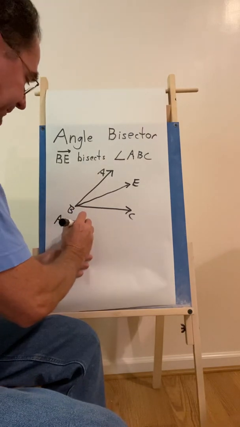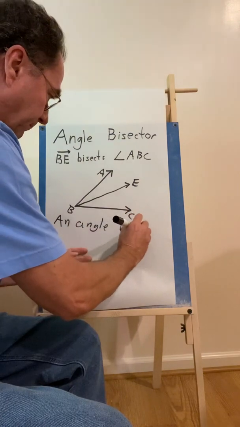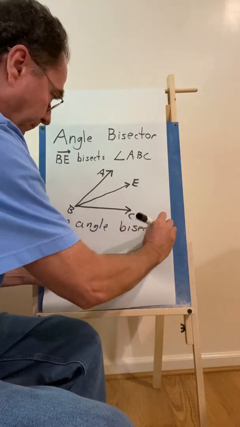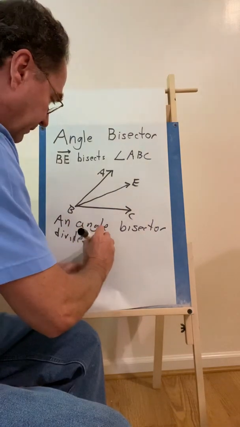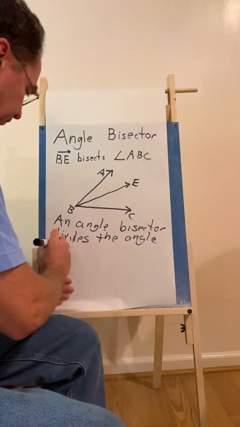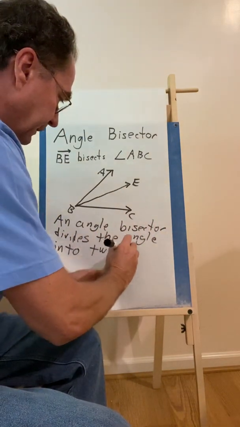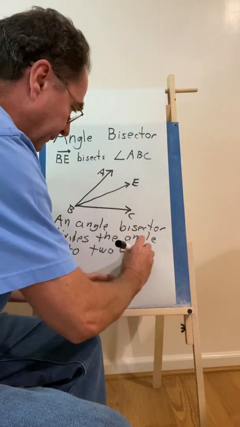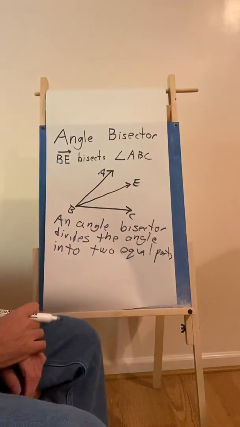An angle bisector divides the angle into two equal parts. All right?